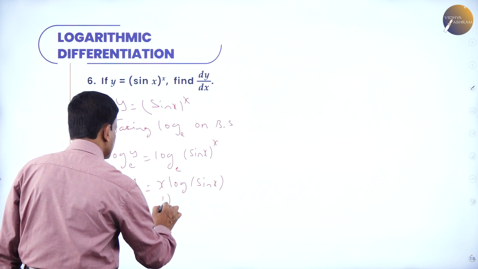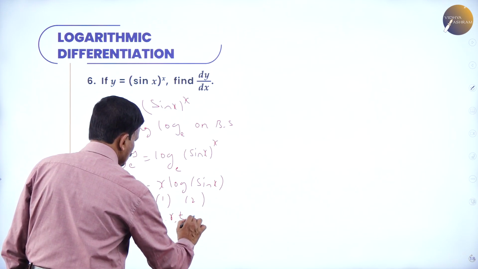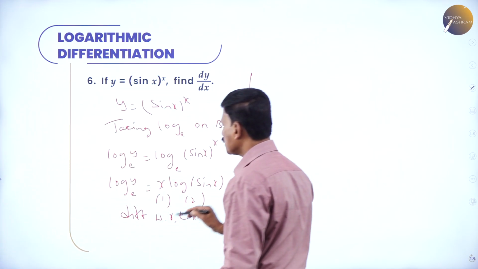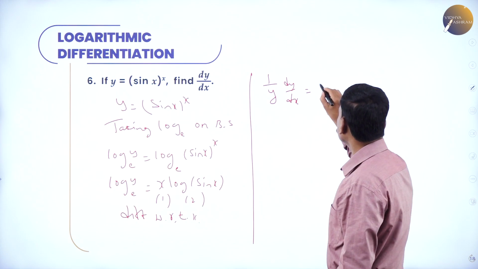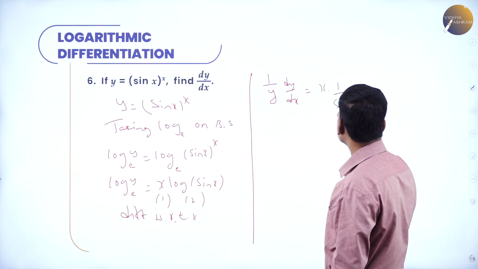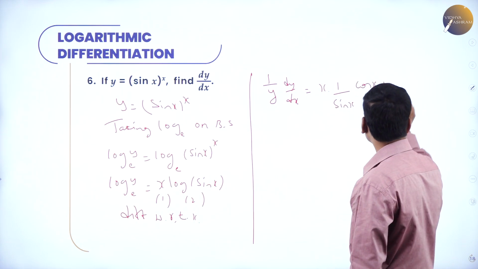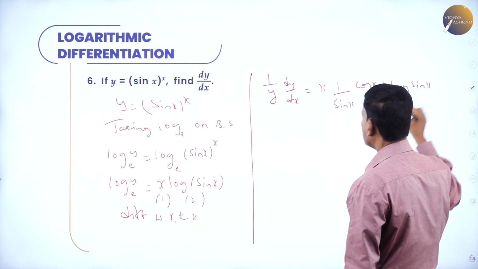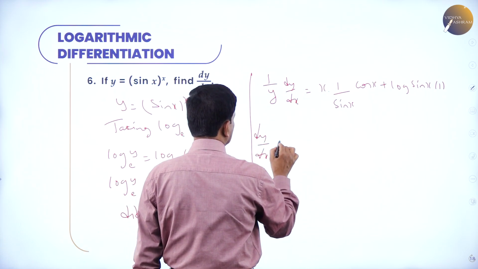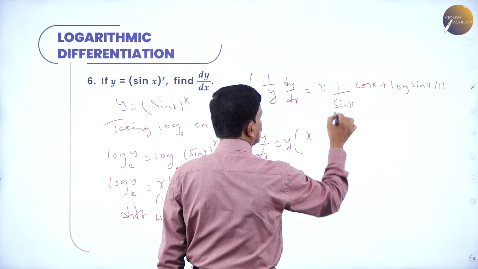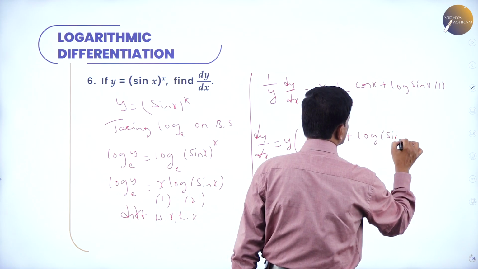Now differentiate, this is first function, second function. So differentiating with respect to x, then what happens? Differentiation of log y is 1 over y into dy by dx is equal to first function x into differentiation of log x is 1 over sin x into d by dx of sin x is cos x, plus log of sin x as it is, log of sin x into derivative of x is 1. Now this can be written as dy by dx is equal to y into x into cos x by sin x is cot x, x cot x plus log of sin x.